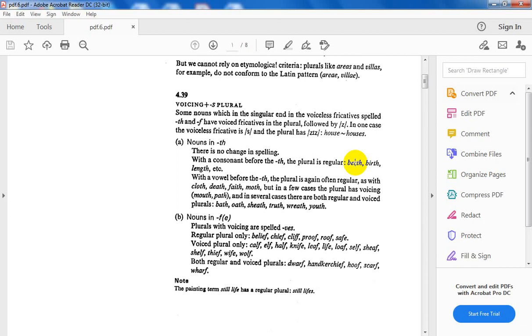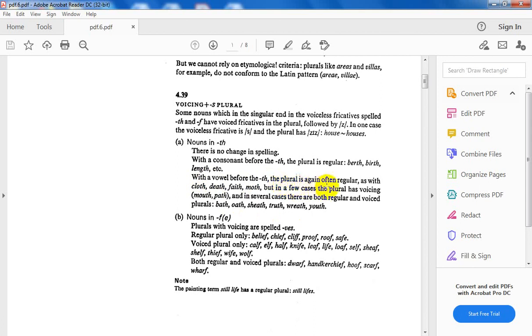The th stays the same. Say what? Birth, births, length, lengths, just adding s. The pronunciation doesn't change and the spelling doesn't change. But if the final th is preceded by a vowel, I have more than one case.